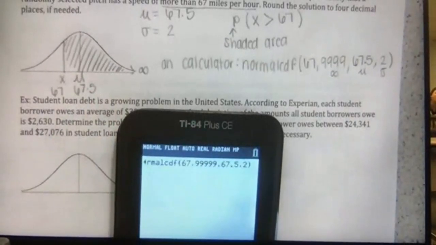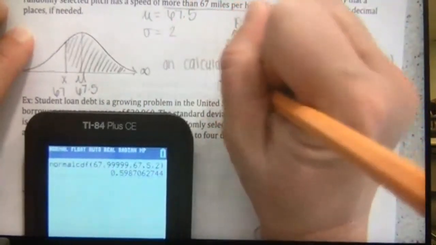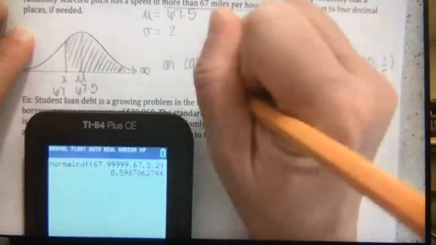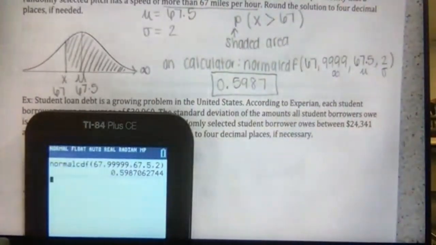Pressing paste, our calculator should look exactly like we have it written. Boom, there's our answer. Our probability, our shaded area, is 0.59870, so 0.5987 rounded to 4 decimal places.